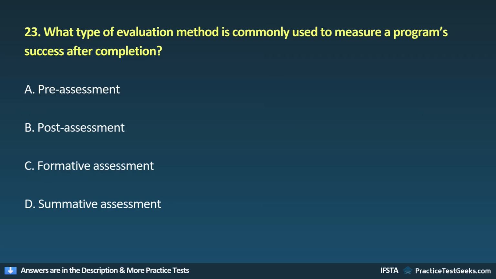23. What type of evaluation method is commonly used to measure a program's success after completion? A. Pre-assessment. B. Post-assessment. C. Formative assessment. D. Summative assessment.